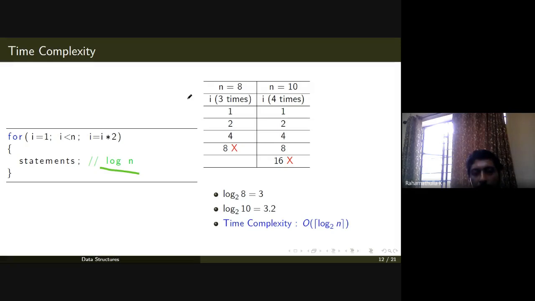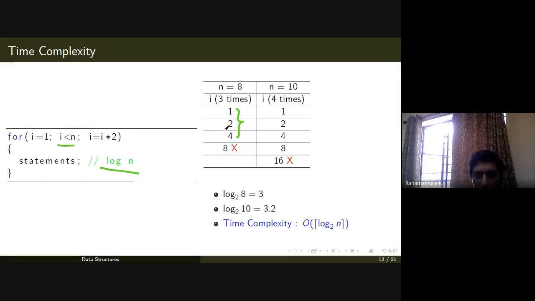So when i equals 1, this will be executed. When i equals 2, the statement will be executed. When i equals 4, 2 squared, then also this statement will be executed. When i equals 8, 2 raised to 3, sorry, 2 raised to 2 into 2, then this condition fails and it will terminate the loop. So when n equals 8, this loop is going to execute exactly log n times, 3 number of times.